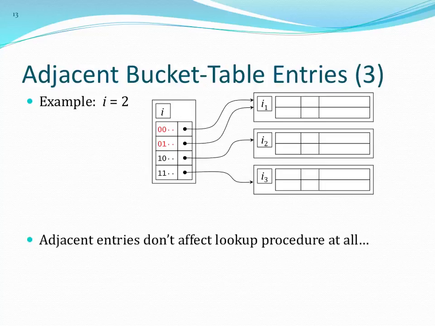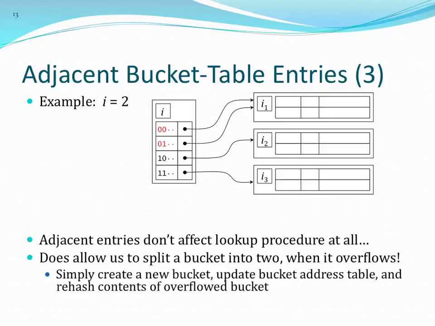Okay, so i is 2. Even though i is 2, and we're going to look at the top 2 bits, that doesn't really matter to the hash data structure, because it'll send either 0, 0 or 0, 1 to the same place. It'll be in the same bucket. Okay? So that's perfectly fine.